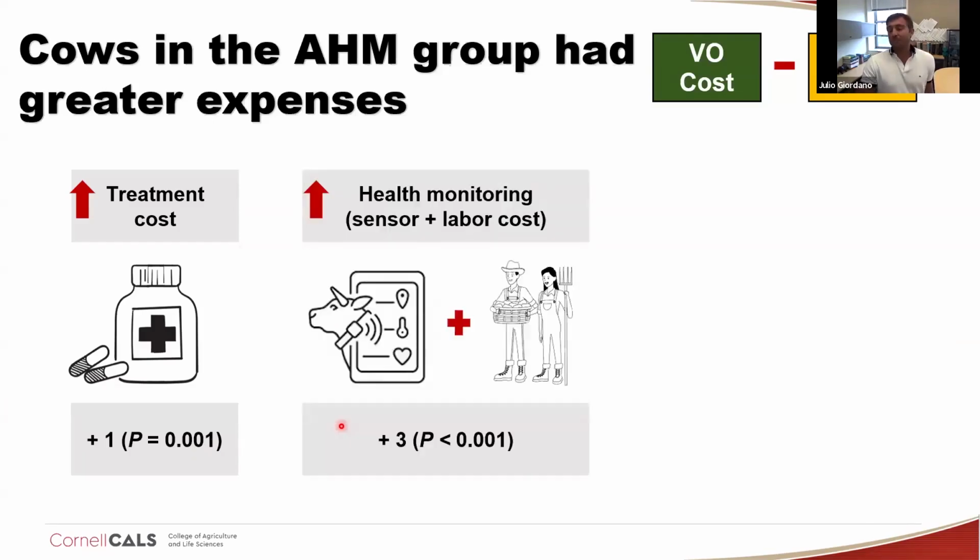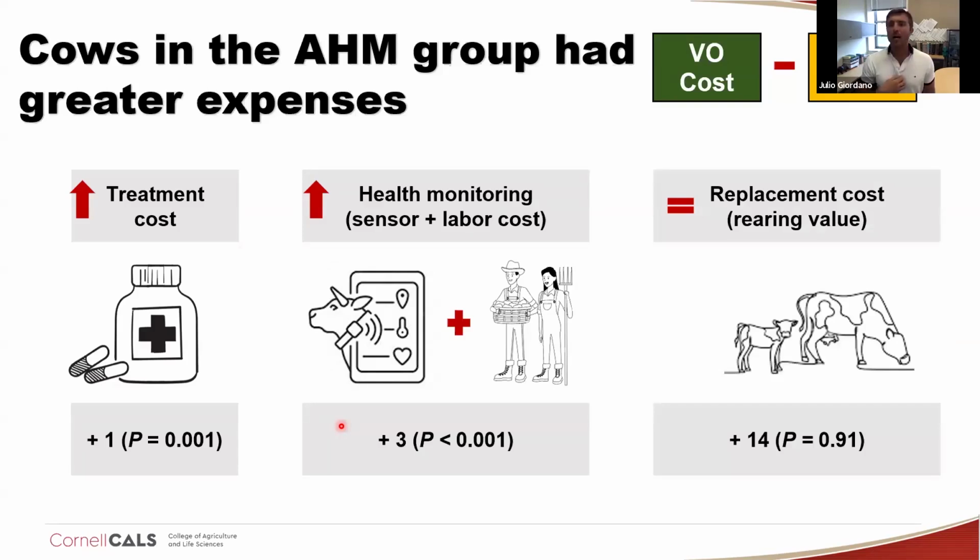And then, as you would expect, more health monitoring costs through the sensors and the labor associated with treating cows and diagnosing cows. And there was not a statistically significant difference, but there was a numerical difference, with a slightly greater replacement cost for the automated group.